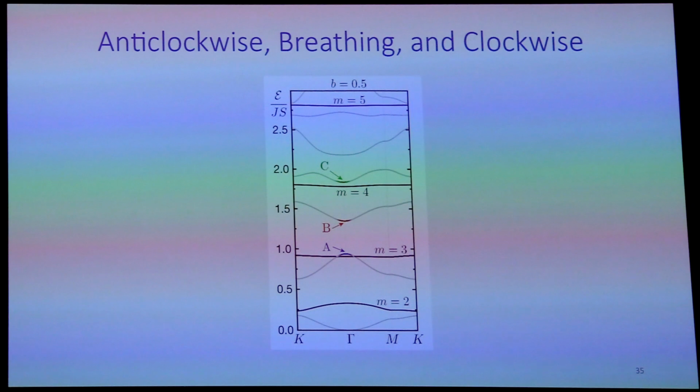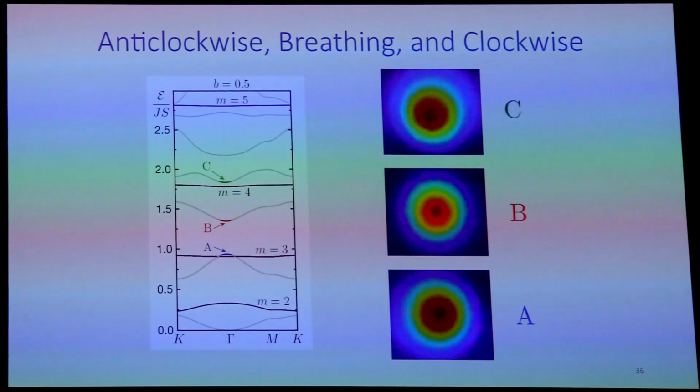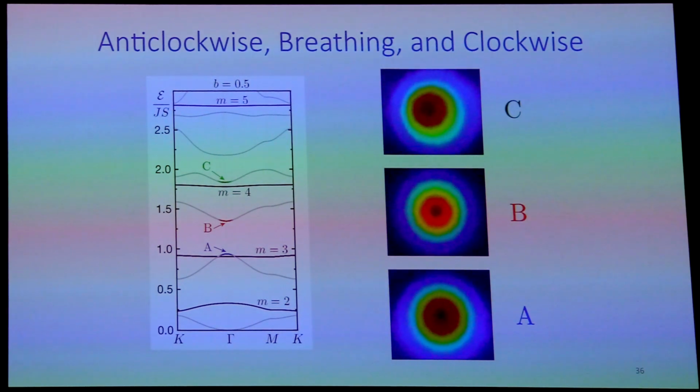But that's not the only thing that we can observe here. So here I'm labeling with A, B, and C the anticlockwise, the breathing, and the clockwise modes. They have been studied quite a lot in ferromagnetic Skyrmion crystals. And they look like that. So ABC in that order.